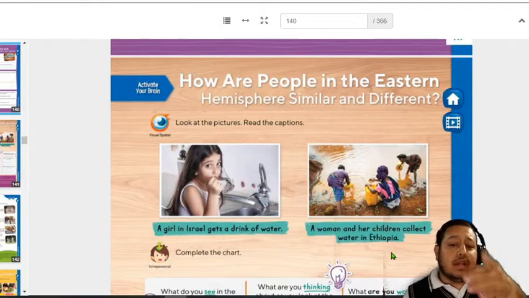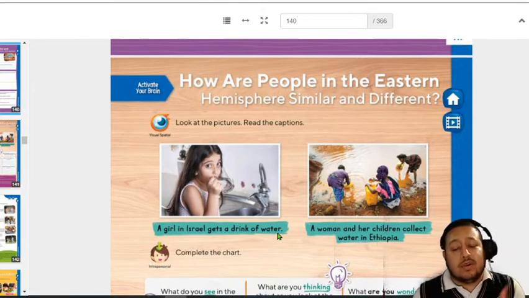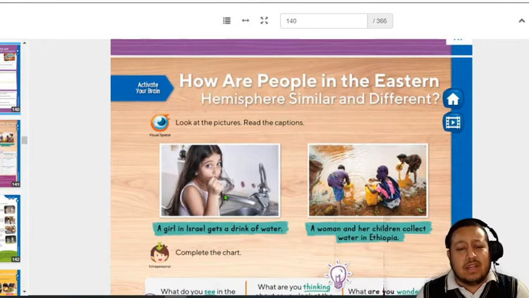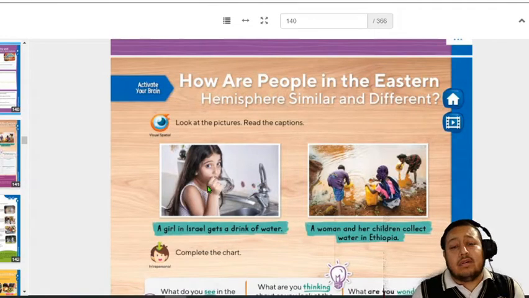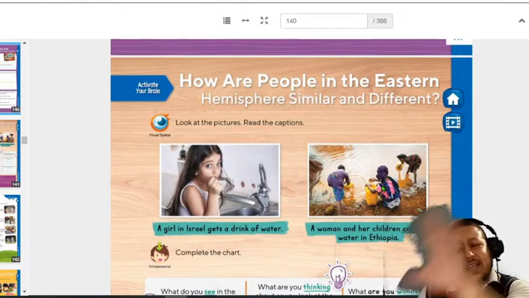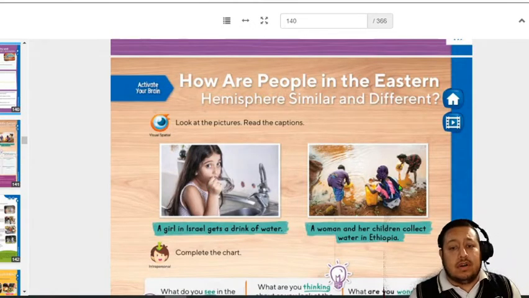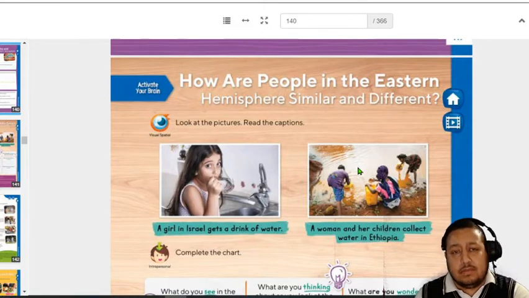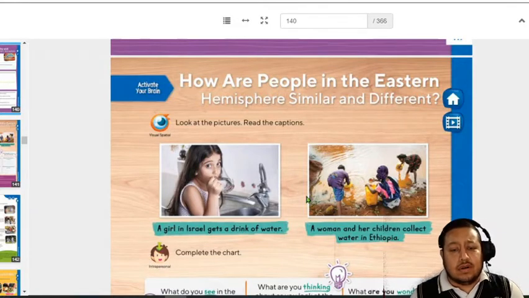Look, a woman and her children collect water in Ethiopia. Look, what is different, right? She's very comfortable in her house, drinking water, right? And they need to go ahead and get water from a river. Look, I think this is really bad, right? They don't have drinking water in their house.